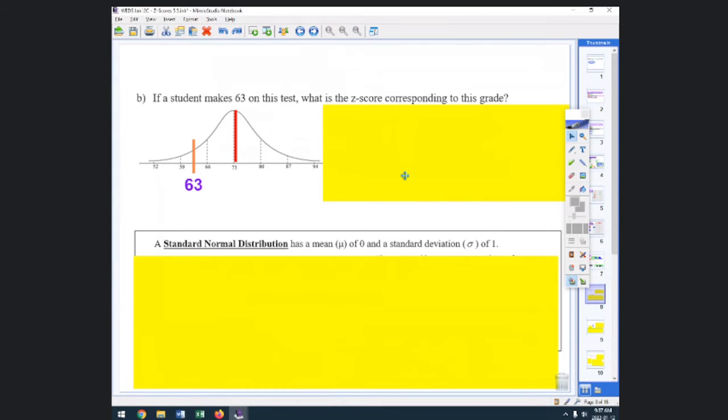So if a student makes 63 on this test, that's now your X value. What is the z-score corresponding to this grade?